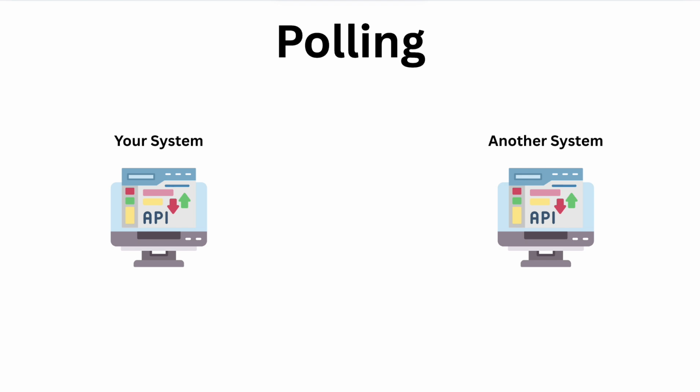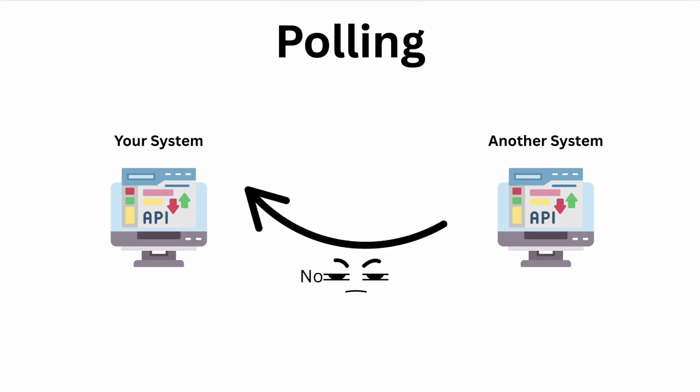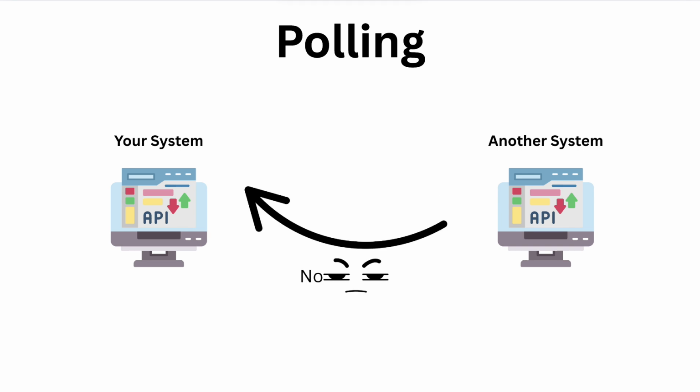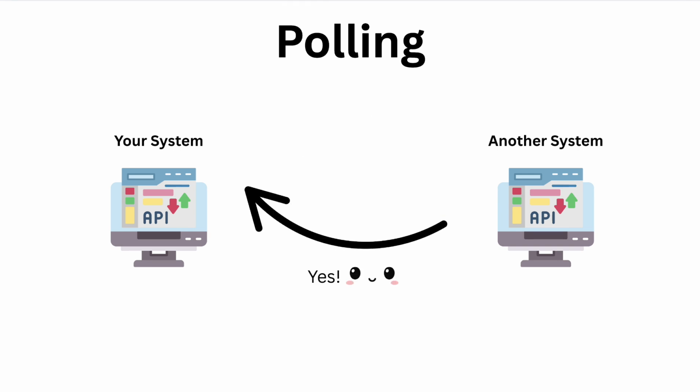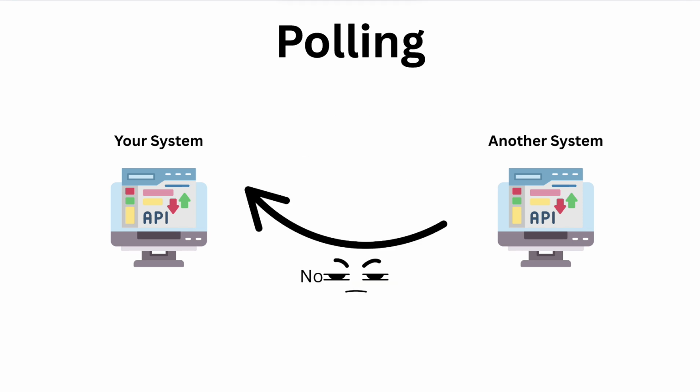Polling is when your system repeatedly checks another system for updates. Imagine your backend sending an API request every few seconds asking, "Is there anything new?" And it keeps doing that, even if nothing's changed. It's simple and it works. But it's not always efficient. You might be calling that API every few seconds and getting nothing most of the time. That's a lot of noise for very little signal.